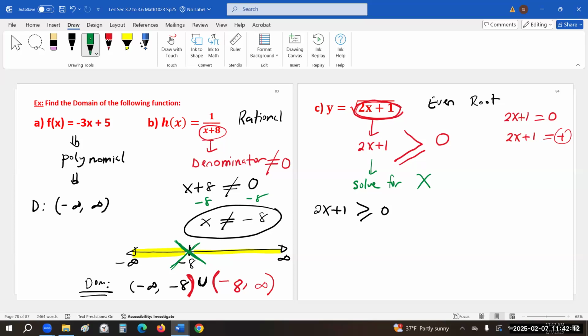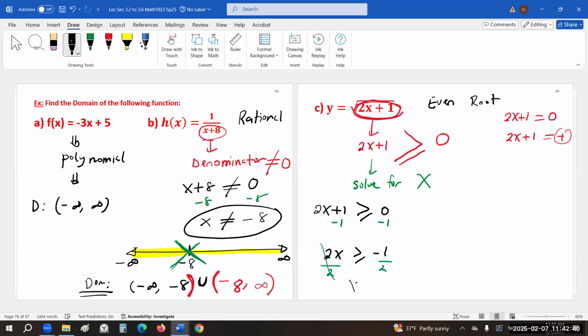Get the x alone. So we don't want the 2 and plus 1. Which one do we get rid of first? The 2 or the plus 1? So what do you have to do? Subtract. So subtract 1 from both sides. We get 2x bigger than or equal to -1. And now to get the x alone, what do you do? Good, divide by 2.